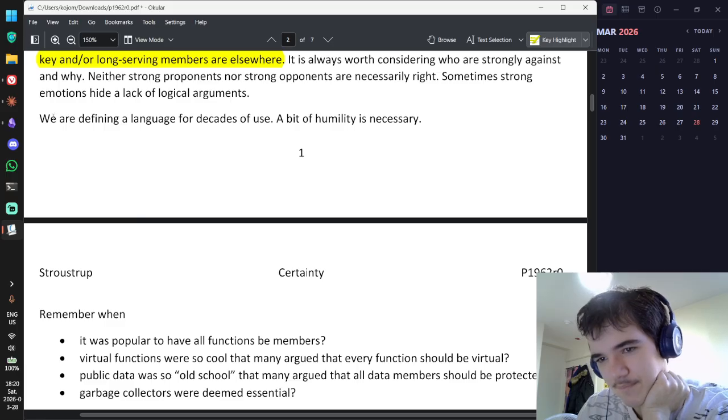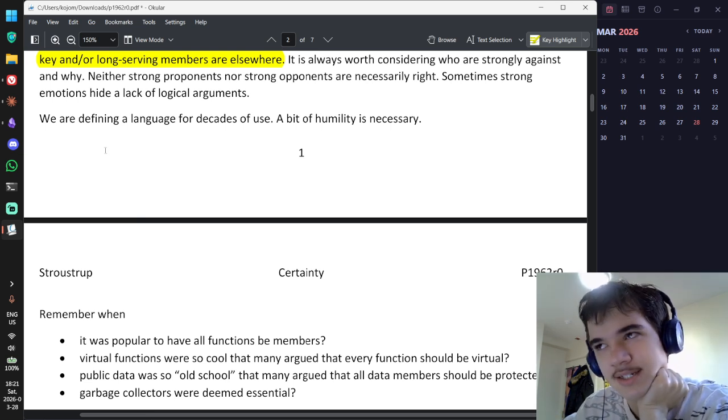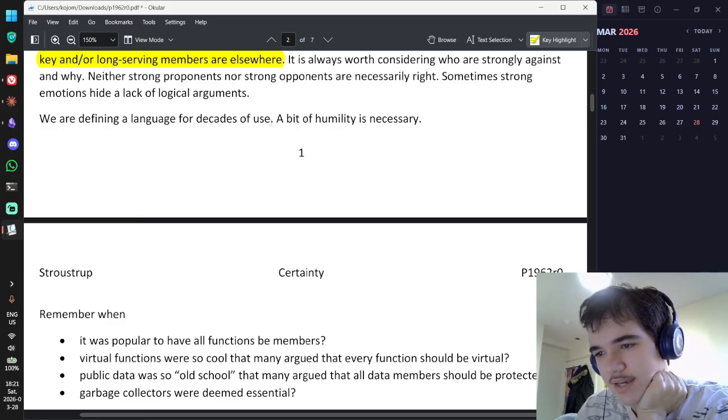We are defining a language for decades of use. A bit of humility is necessary. Humility. I mean, it's a cool quote, banger writing. But would I add a cool quote to my Zettelkasten? Not unless I had something to say about it. We're defining a language for decades of use. A bit of humility is necessary.